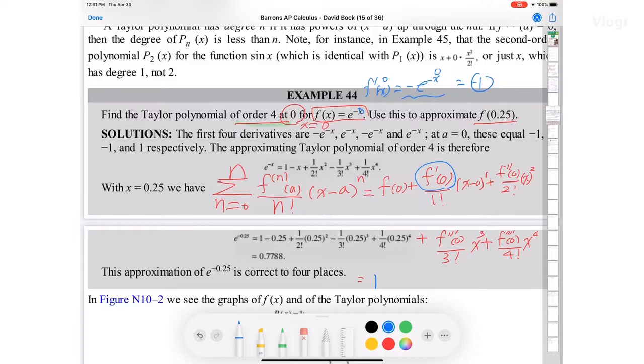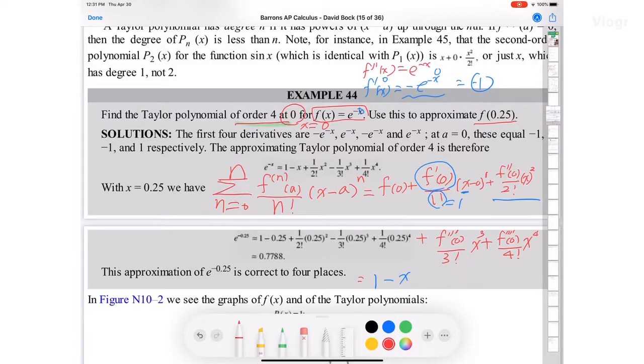Negative 1 times x, over 1 factorial, which is 1. So negative x is the second term. That's the third term, the second derivative. The second derivative is a derivative function's derivative. So the second derivative of x equals negative e to the negative x's derivative. That's e to the negative x, it came back to the original, right?